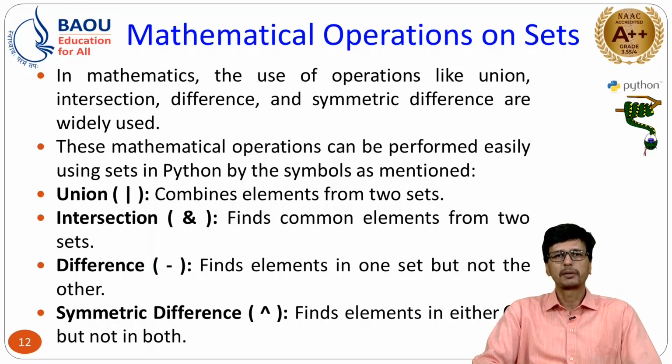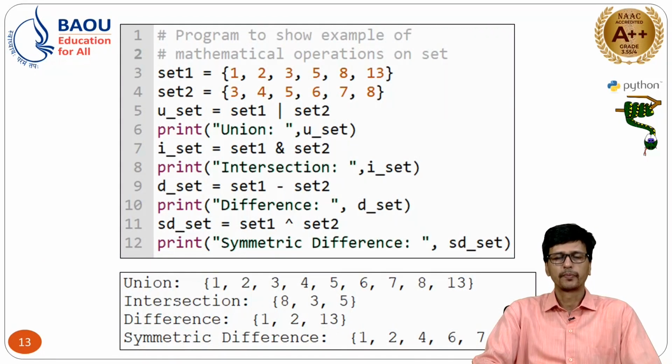So these are the basic mathematical operations that you can perform. You can understand this with the help of a demonstration. Here two sets are there. First we have performed the union operation. You can observe the output: all the elements are combined together in the union operation, and duplicates are removed. Then in intersection, only common elements from both sets will be displayed. In the difference operation, set 1 minus set 2, only elements that are in set 1 but not in set 2 will be printed.